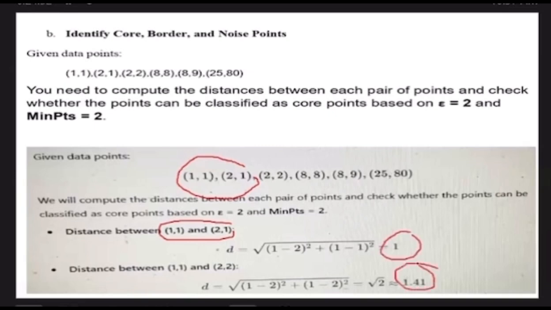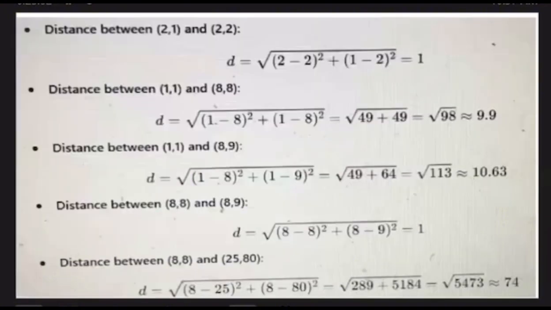Now you can see here 1.41. And don't forget the minimum point, right? The distance within two distance. So you continue like that. You see all of this, and take a look at this guy here. Are they within that minimum distance that we just talked about?